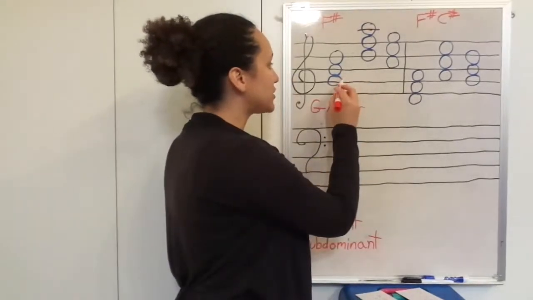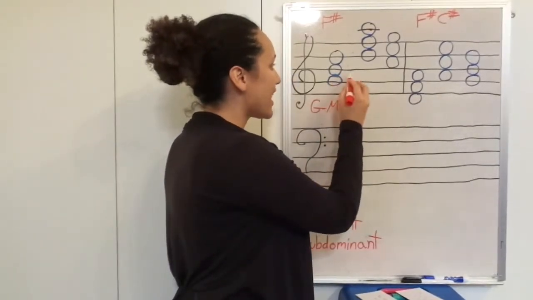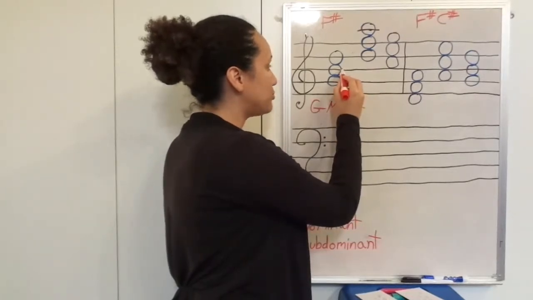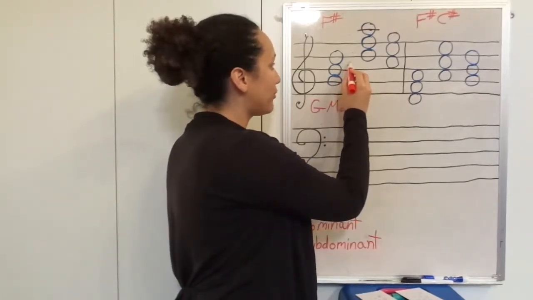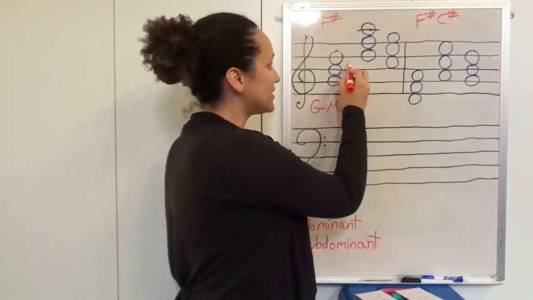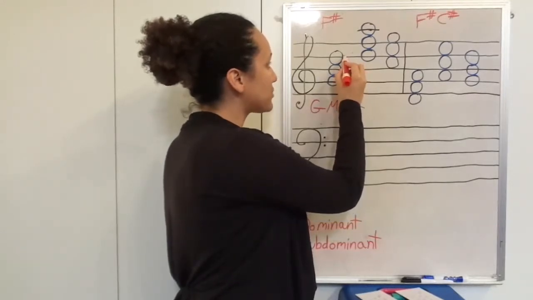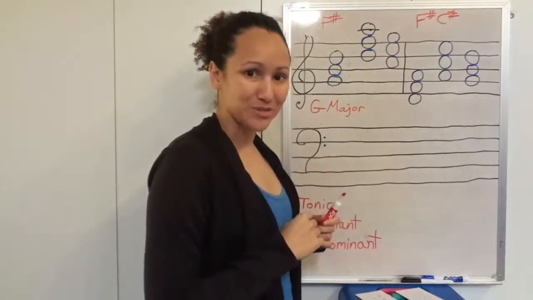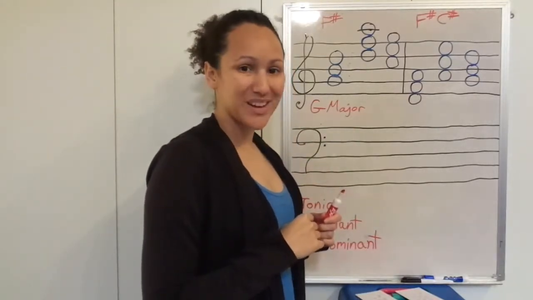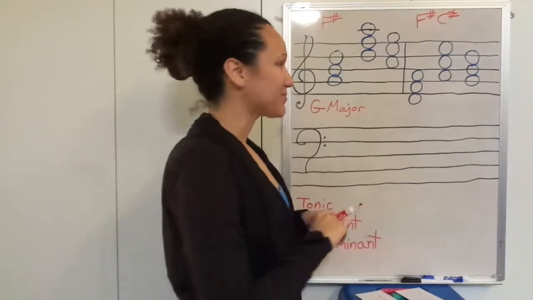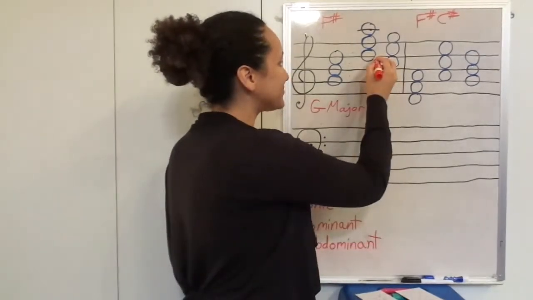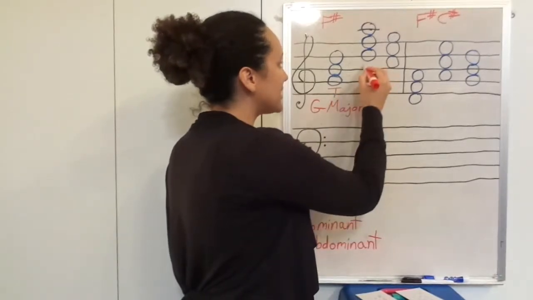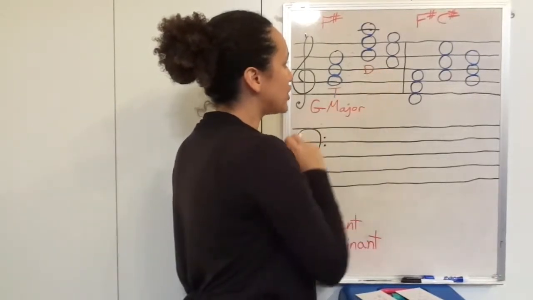Now, if G is 1, A would be 2, and there's our third, B, 4 or 4th, C, and 5 or 5th, D. That means that the 5 chord, or the dominant chord, would be D. And there's our D chord. So here's T for tonic, D for dominant.